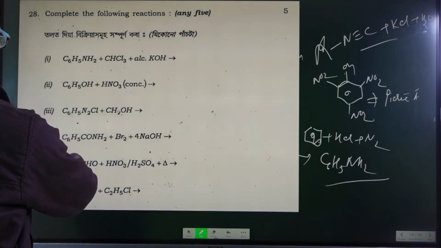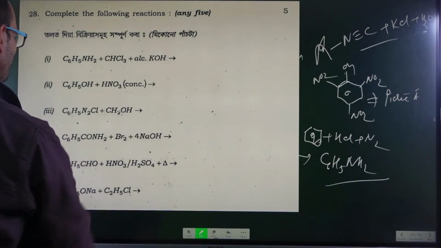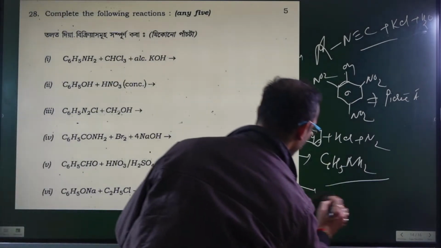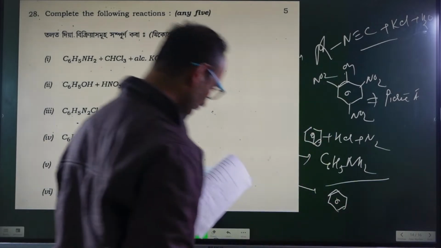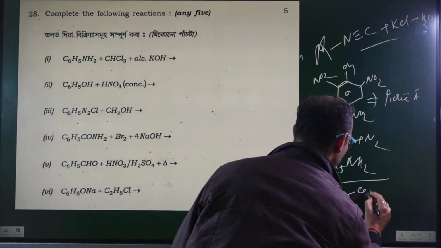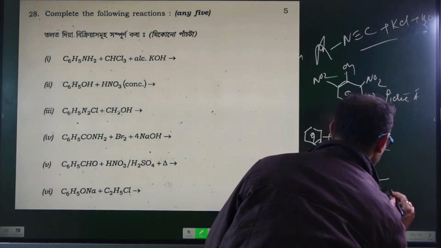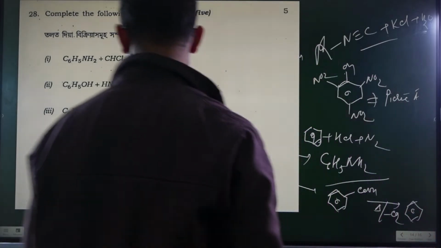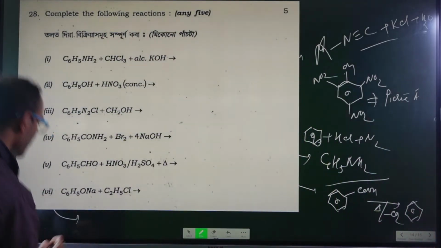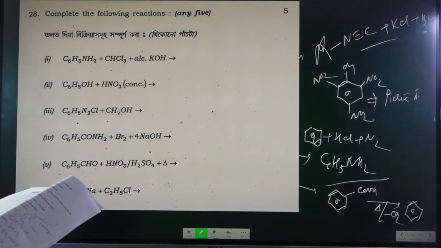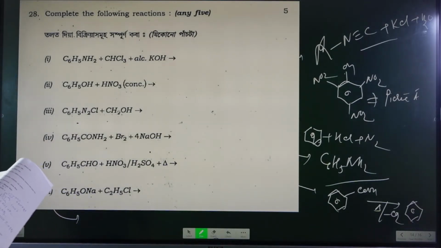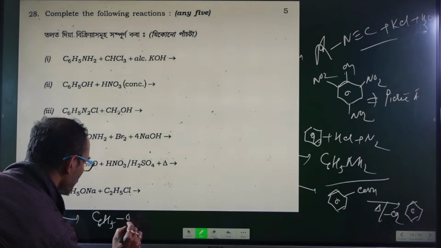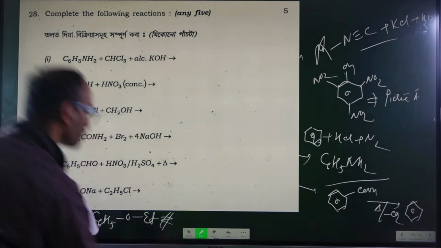In the fifth question, benzaldehyde reacts with concentrated nitric acid followed by heating, and this will give you benzene. Because in the first step it will give you benzoic acid, and on further heating, CO2 will be eliminated and give you benzene. And finally, this is an ether synthesis reaction, Williamson ether synthesis. Here you can see the product is C6H5OEt. This is your product, Williamson ether synthesis.